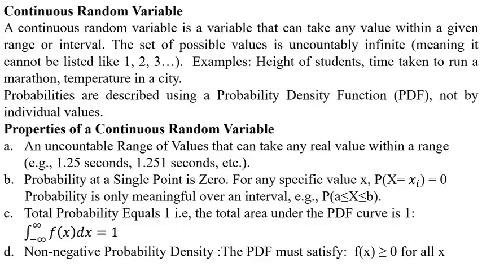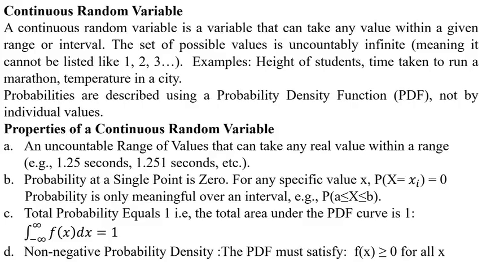Yes, because a continuous random variable is a variable that can take any value within a given range or interval. So probability is only meaningful over an interval, e.g., the probability of a is less than or equal to x is less than or equal to b. So it is within an interval.